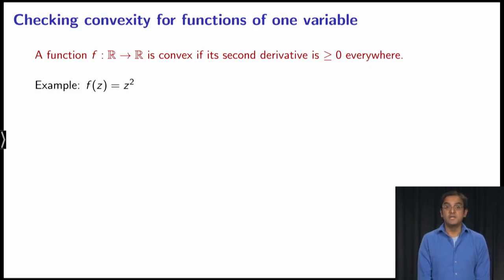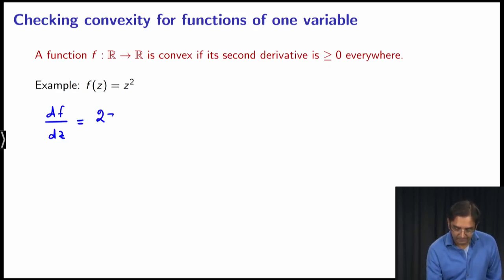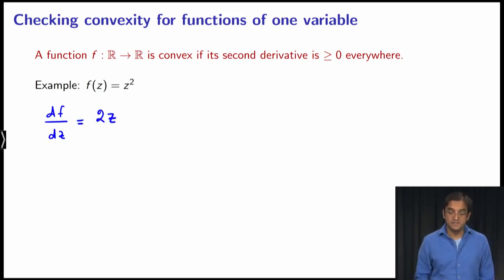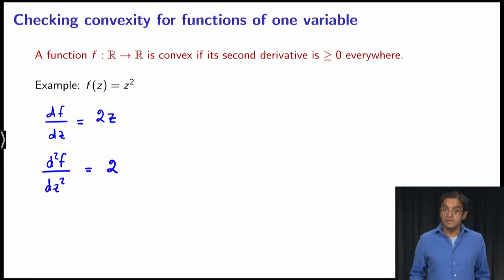So let's look at this example here. Let's look at f of z equals z squared. We know this function is convex. Let's see how this test works out. So what's the first derivative? df dz is 2z. So that's the first derivative. The second derivative, d squared f dz squared, is 2, and that's greater than 0. So the test really does work in this example.